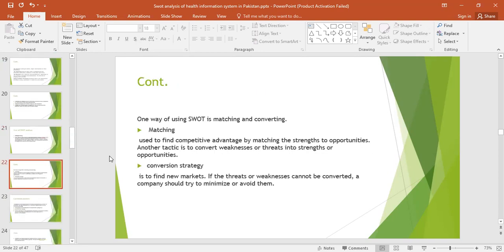The second use is matching and converting. Matching is used to find competitive advantage by matching strengths to opportunities, and another tactic is to convert weaknesses or threats into strengths or opportunities. In the conversion strategy, the aim is to find a new market. If the threat or weakness cannot be converted, a company should try to minimize or avoid them.